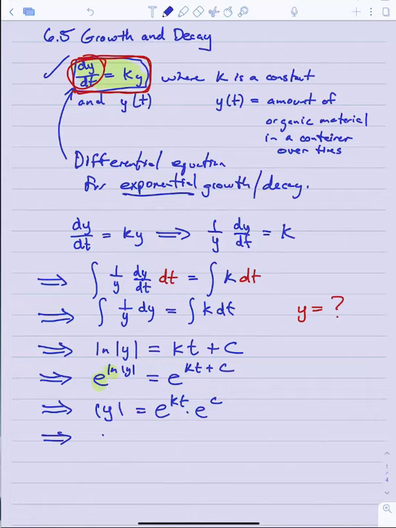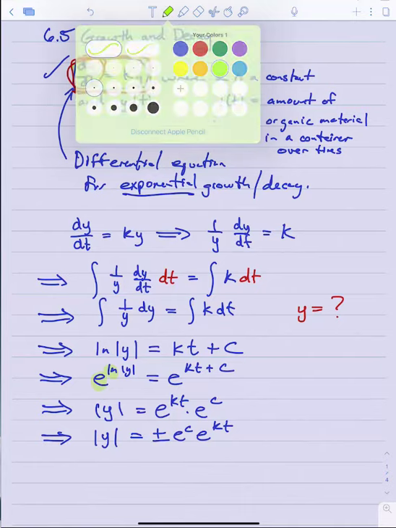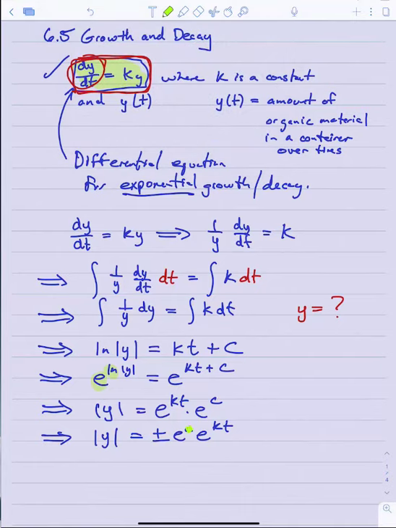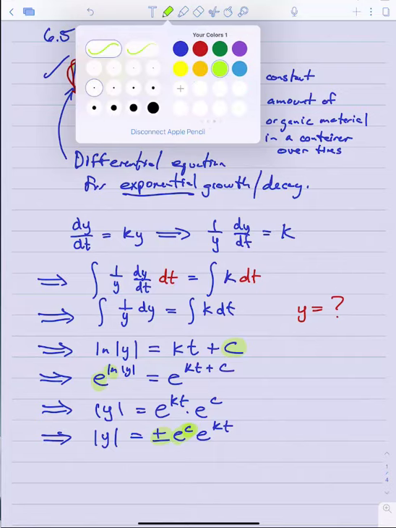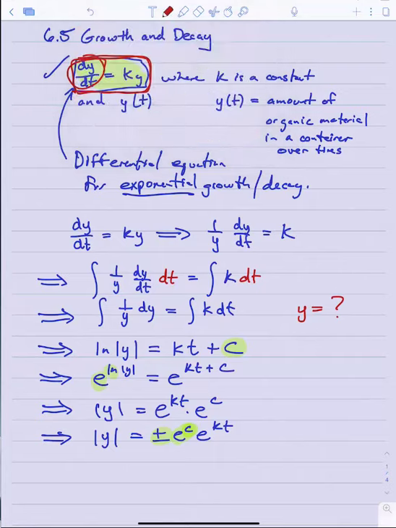I know that the absolute value on the y means that on the right side of the equation, there could be a plus or a minus. So let's say that right side is plus or minus e to the c, e to the kt. Now, I'm going to abuse the notation here a little bit. That c is an arbitrary constant of integration, right? It came from that c we got when we integrated. If c is an arbitrary constant, then e to the c is an arbitrary constant. And if I put a plus or minus in front of it, that entire thing is one big arbitrary constant.